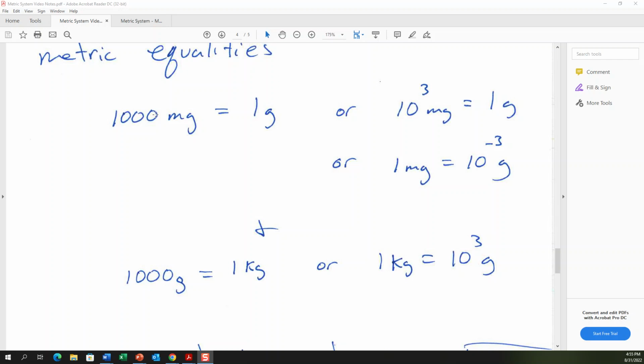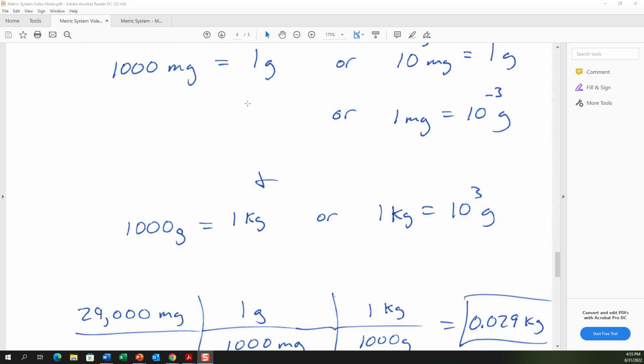Okay, so what you're going to see is, in dimensional analysis, we're multiplying and dividing by these numbers, but these numbers are coming from equalities, and so we're really multiplying by ratios that are equal to 1. So all we're doing is changing the unit, but not changing the value of the measurement. So let me show you what I mean. So let's take these equalities.